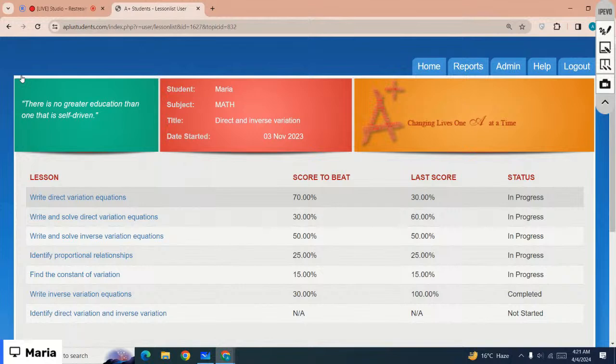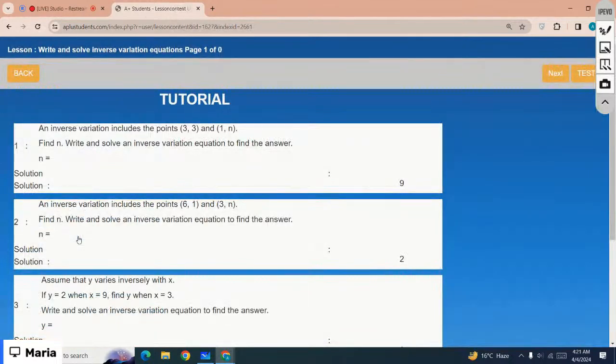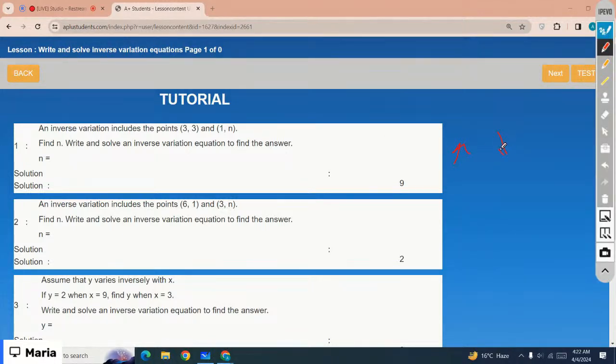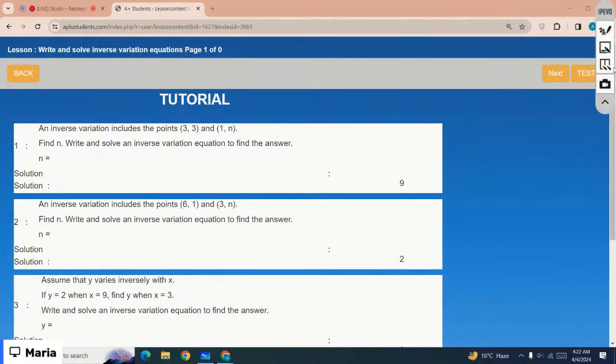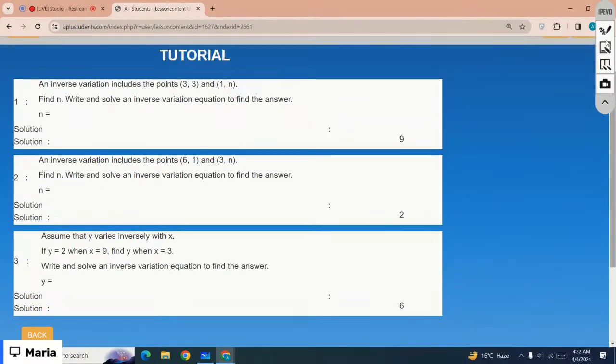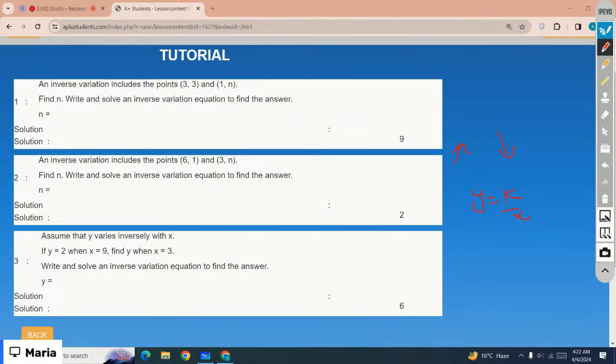The next lesson is write and solve inverse variation equations. Now we're going to learn how to solve the inverse variation equation. The inverse relationship is when one value is increasing and the second value is decreasing, with the same ratio. That is the inverse relationship. You can write the inverse relationship as y equals k over x, right? You can represent this relationship as y equals k over x.